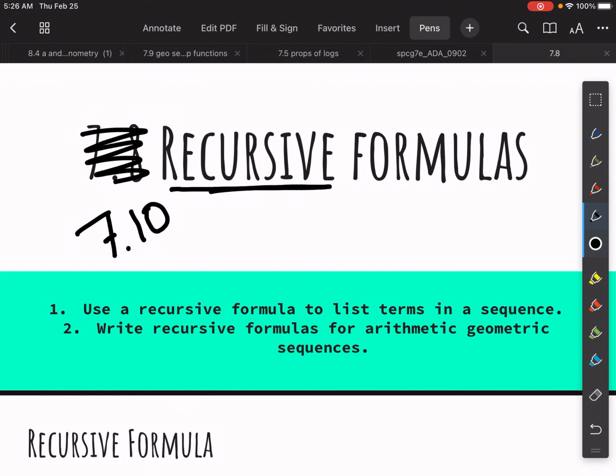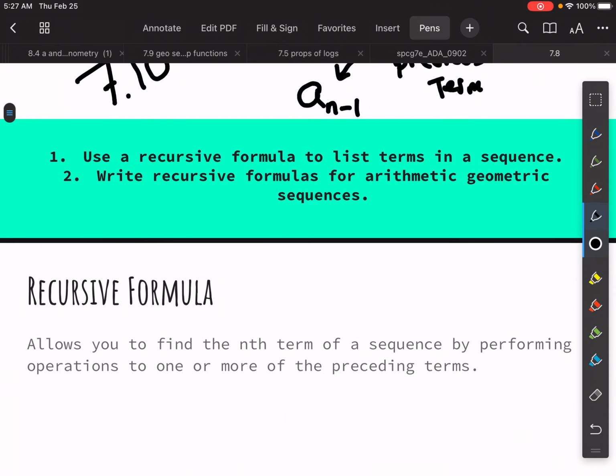And the way that we show previous term is, we know that any unknown term is a sub n. Okay, so now what we're doing is, if it's this unknown term, the previous term to that will be a sub n minus 1. So this thing here, a sub n minus 1, this just means the previous term, and that is a very important idea for this lesson. So make sure you jot that down in some notes. A sub n minus 1 is the previous term in the sequence.